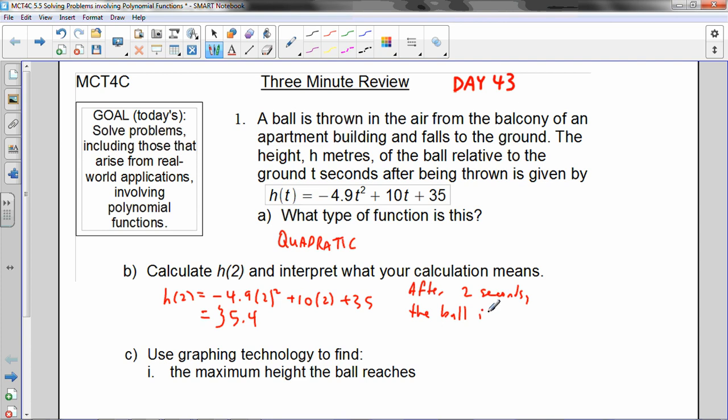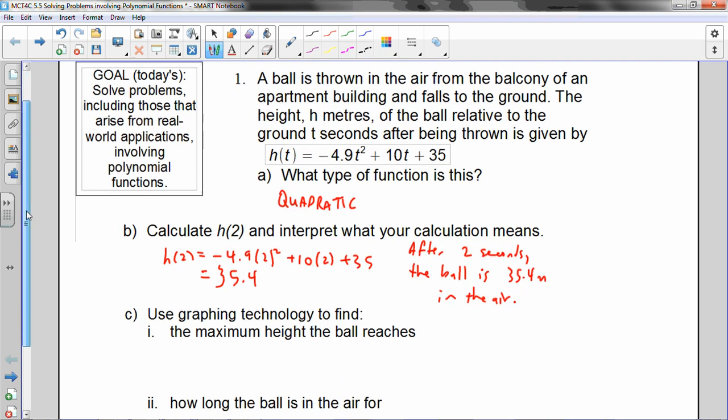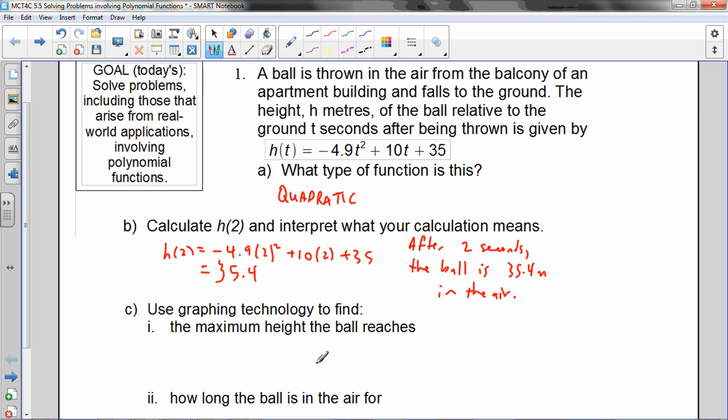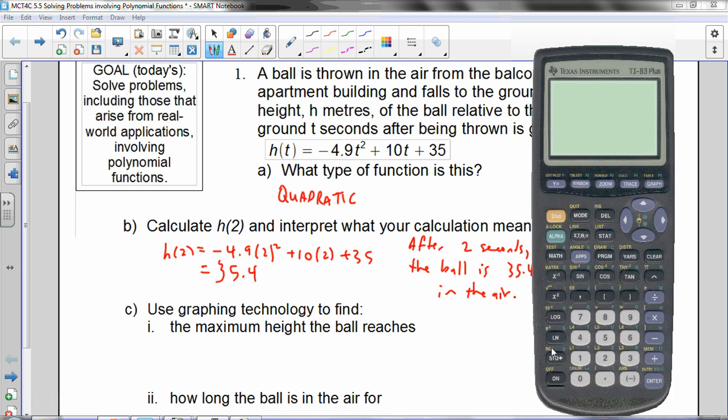Interpret what your calculation means after 2 seconds. The ball is 35.4 meters in the air. That's what it means. And then it asks us to use graphing technology to find the maximum height and how long the ball is in the air for. So we'll do that. And this is all review, I hope.